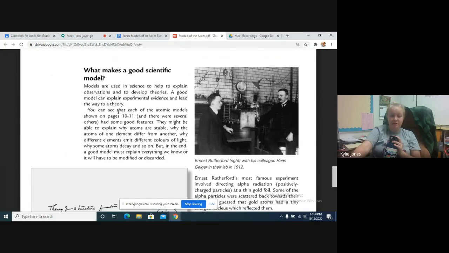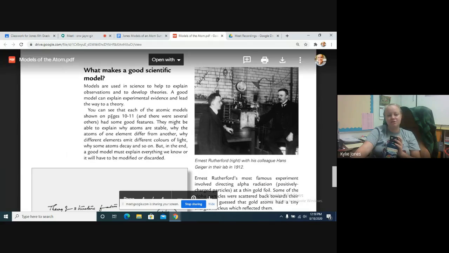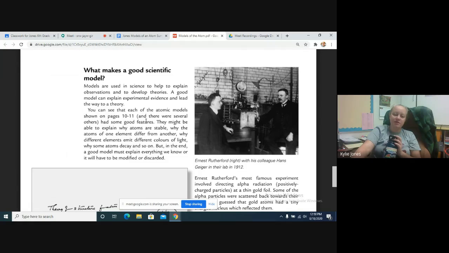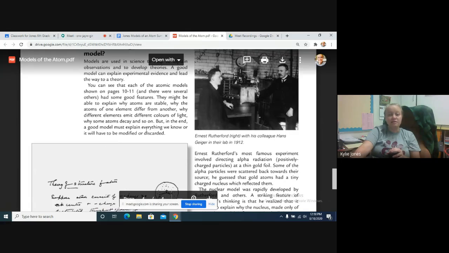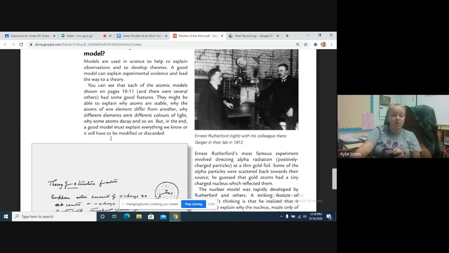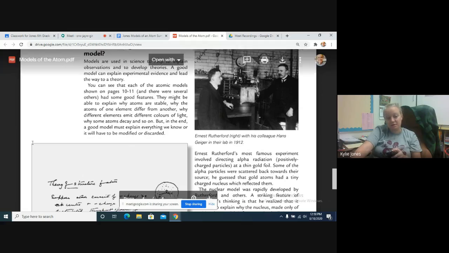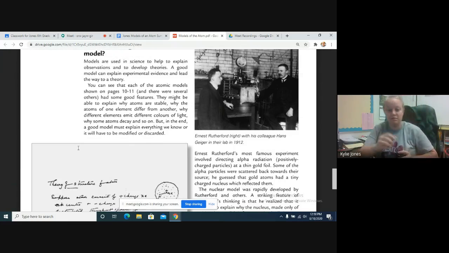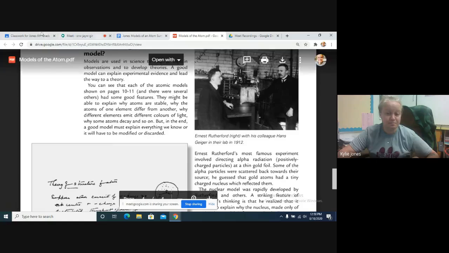You can see that each of the atomic models shown on pages 11 and 12, and there were several others, had some pretty good features. They might be able to explain why atoms are stable, why the atoms of one element differ from another, why different elements emit different colors of light, why some atoms decay, and so on. But in the end, a good model must explain everything we know, or it will have to be modified or discarded. So in order for one of those models to be the one that we use to describe what atoms look like and are like today, basically the scientists have to agree on it.